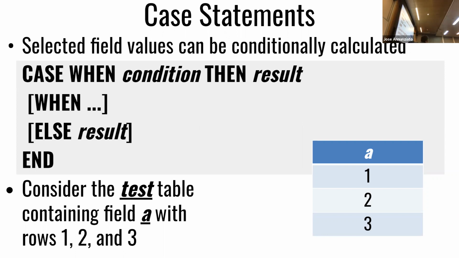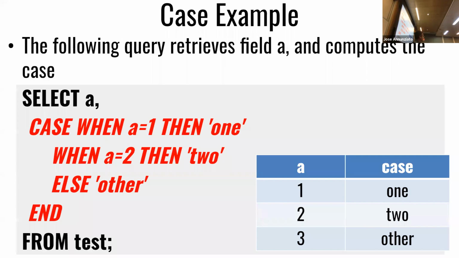And you can put all sorts of nested if else, if else, if else, if else. Okay, so let's look at this really trivial example where you have a table that has a single field A that has values 1, 2, 3. So we're going to run this through a query like this one. We're going to do a select A from test, which just gives you this, right?